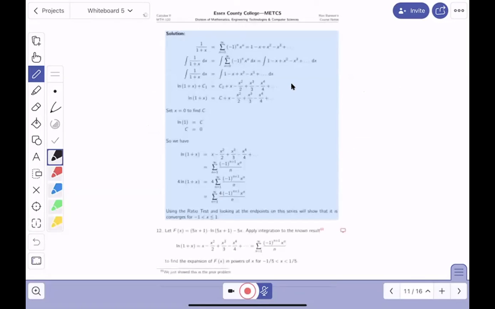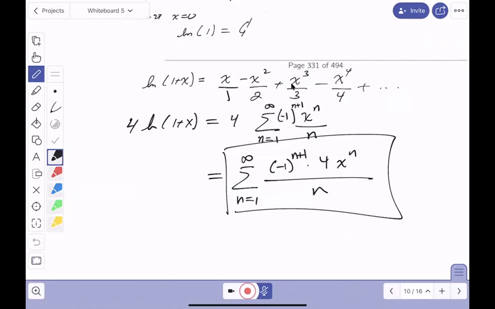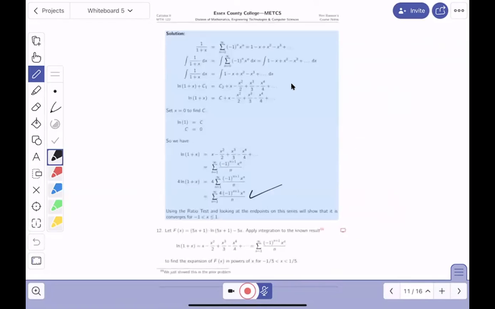All right, let's take a look and see what they got. And I'm seeing it right over here. Again, I want to point out there is a lot of work over there for you to look at if you're interested in looking at it. So -1 to the n plus 1, I got the 4, I got x to the n, I got an n. They start at 1 to 0. Yep. And again, we're still stating the x between -1 and 1 there.